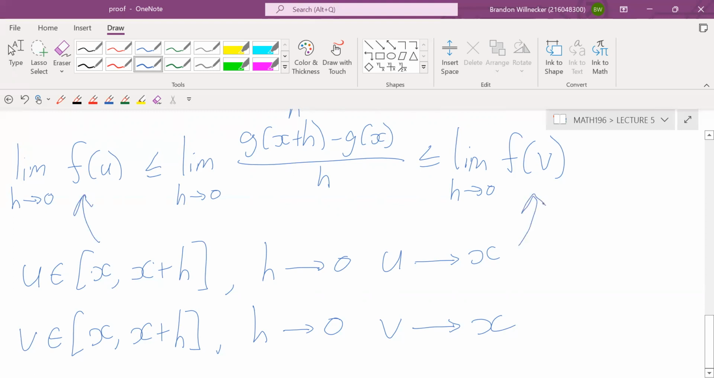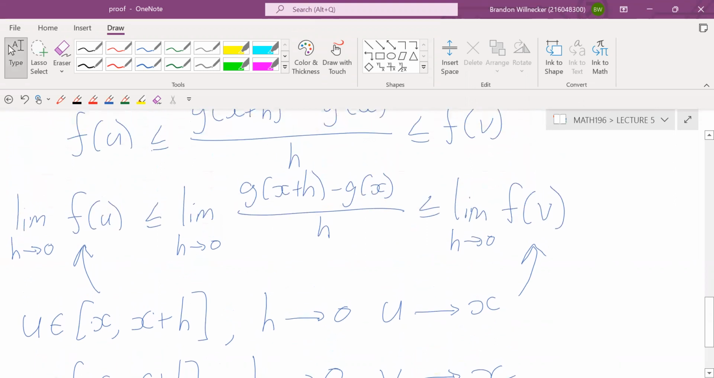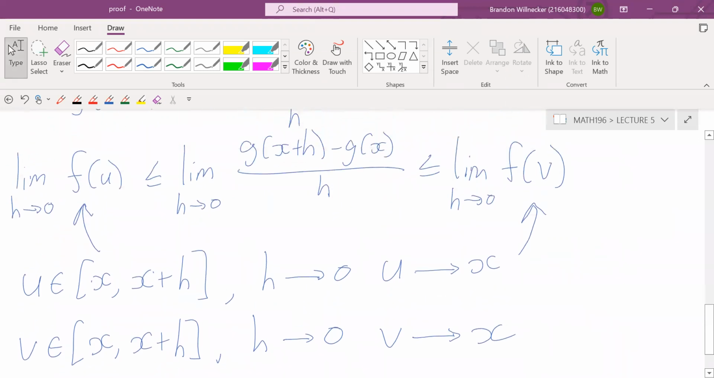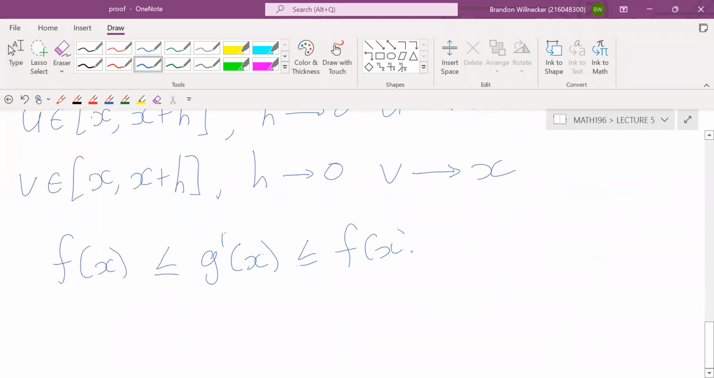So if u goes to x and v goes to x, then f of u goes to f of x. And that's less than or equal to, okay, we took the limit as h goes to 0. Everything in the middle here is just the definition for the derivative. So that's going to be g prime of x. And that is less than or equal to, if we look on the right-hand side, v goes to x, so f of v goes to f of x. And we've got ourselves the squeeze theorem now.